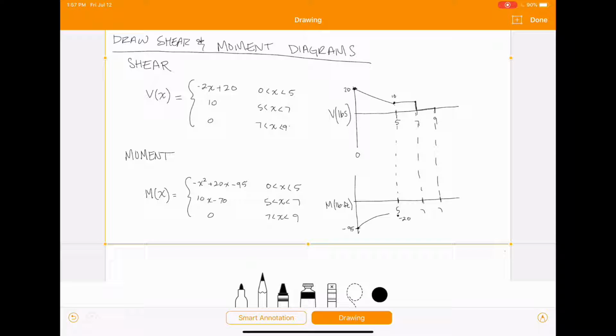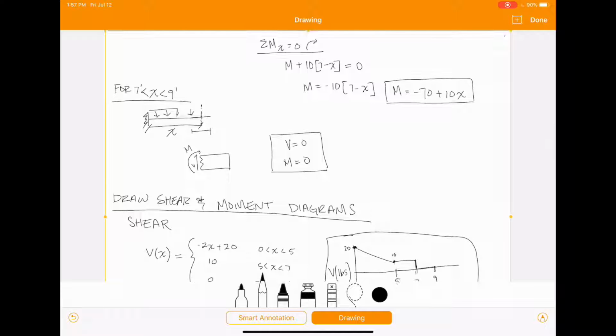And it's a negative x squared function. Now moving on to our next one, if we plug 7 into that equation, we get 0. So that's going to go up to 0. And that's going to be a positive linear line. And then it stays at 0. And those are your shear and moment diagrams. It's really as simple as just graphing those equations that we found up above here.